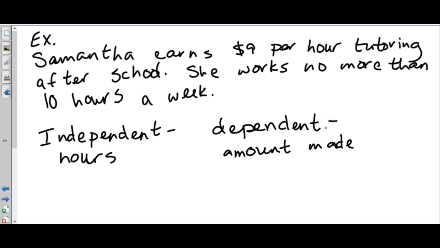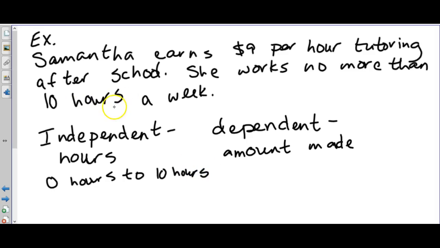Now we can find the domain and the range looking at these. So we said dependent was our range, independent was our domain. So domain, how many hours we're going to work in a week. At minimum, we could work no hours at all. Again, you can't work negative hours, so we can't use negatives. So 0 hours to, well, at maximum, it says we are limited to 10 hours a week.